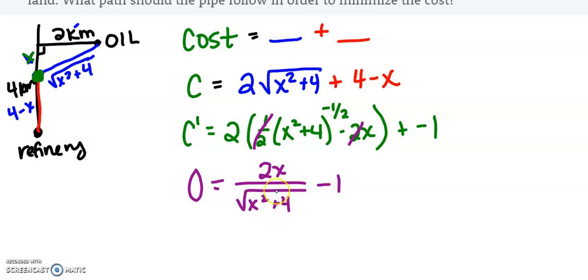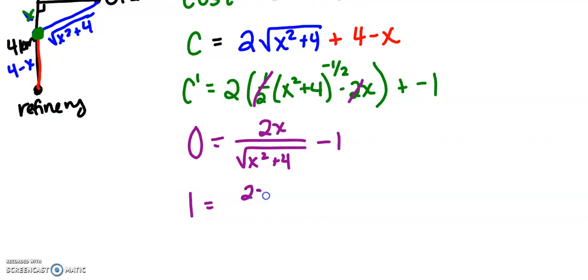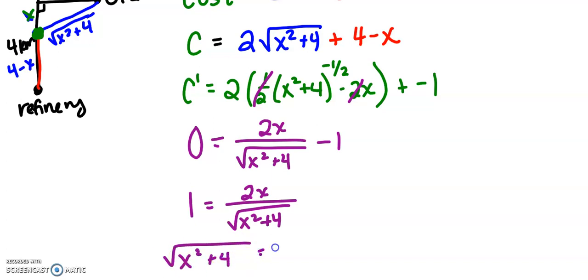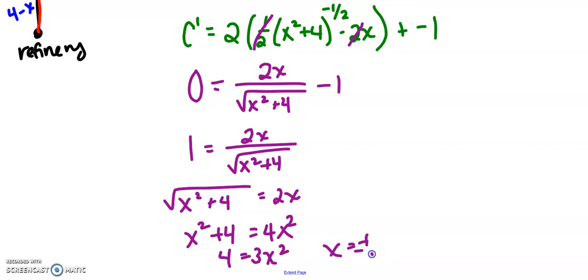Well, the square root of x squared plus 4 is always going to be a positive number. There's no way to get 0 out of that. So I don't have any undefined values, but I will add this 1 over to the other side. I end up with the square root of x squared plus 4 is equal to 2x. I'm going to square both sides. And if I continue over, I'm going to move this to the other side. I'm going to end up with 4 equals 3x squared. So x equals plus or minus the square root of 4 over 3.